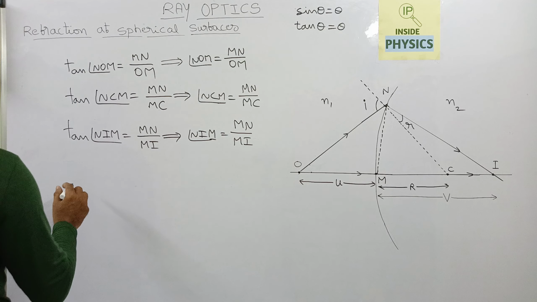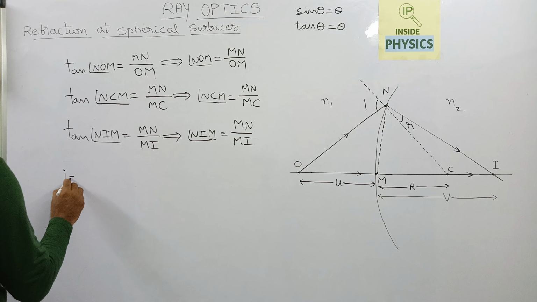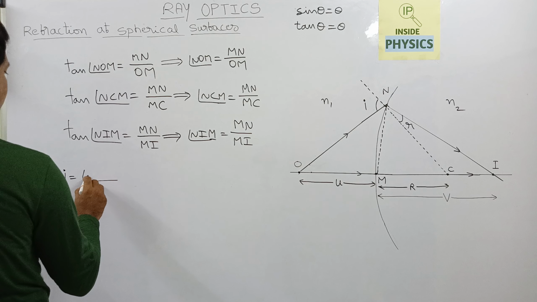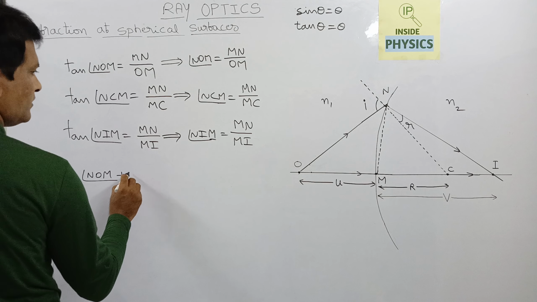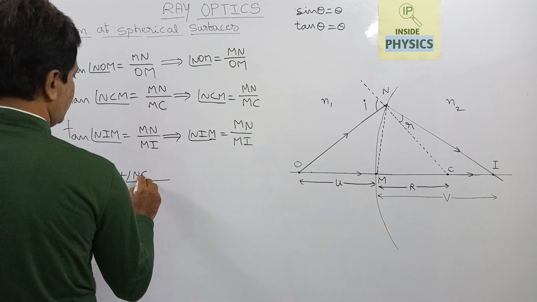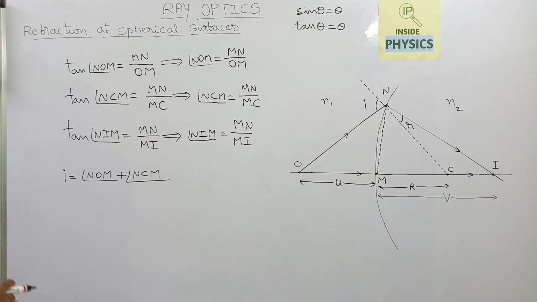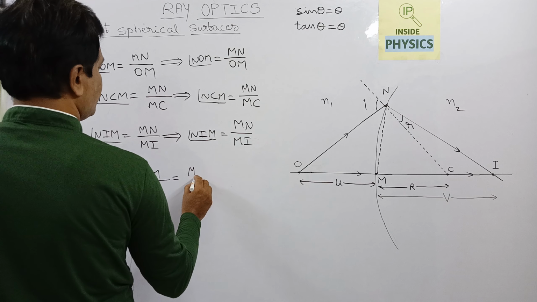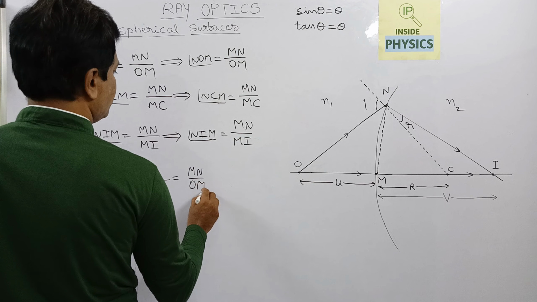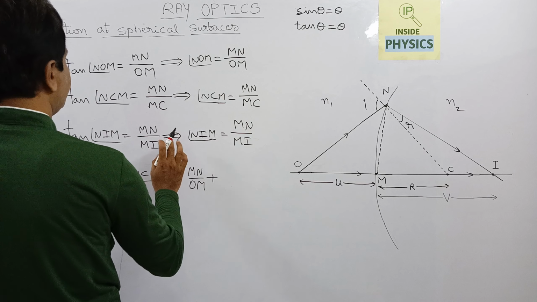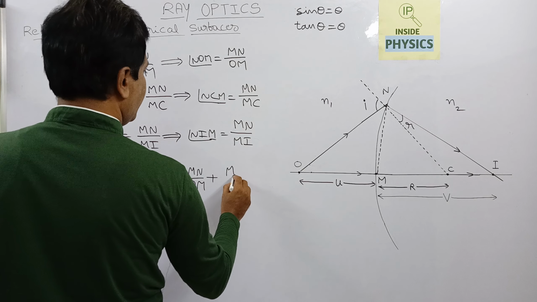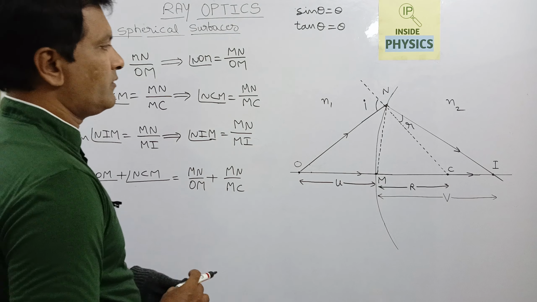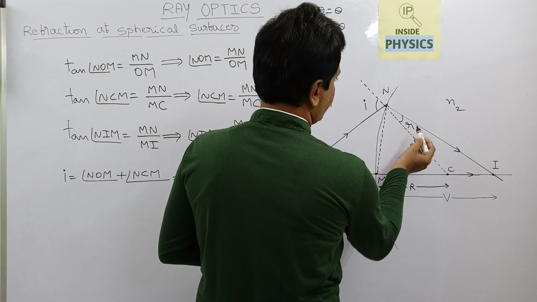So here we write angle I, the angle of incidence, is equal to the sum of NOM plus NCM. What is NOM? MN by OM, plus what is NCM? MN by MC. Now if you observe again, the angle of refraction.